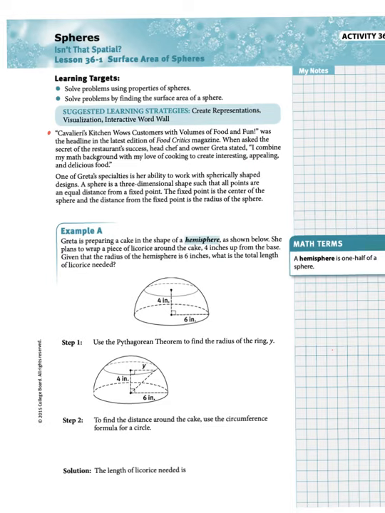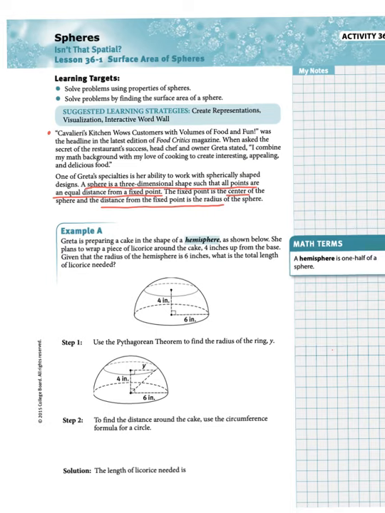A sphere is a three-dimensional shape such that all points are an equal distance from a fixed point. That fixed point is called the center of the sphere, and the distance from the fixed point is called the radius of the sphere. So just like a circle, a sphere is going to have a center and it is going to have a radius.